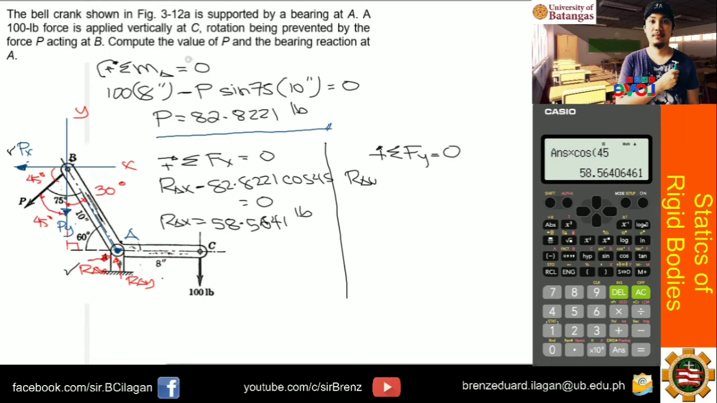82.8221 sine 45. So that is equals to 0. So RAY can be computed as 100 plus 82.8221 sine 45. So that is 158.5641. 158.5641 pound.